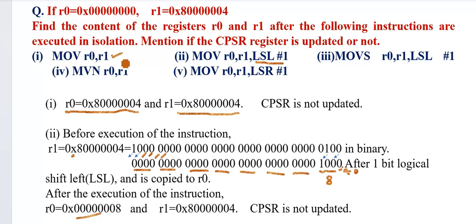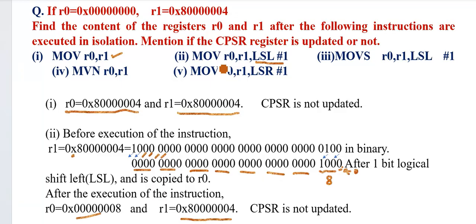This is the same as the previous instruction, but here we are not doing any pre-processing. Here in the pre-processing, the barrel shifter logically shifts left, then you move the content of R1 to R0. After the logical shift left, this one will go off and more zeros are appended here. So 0100 becomes 1000. That means if we shift logically left, the value will be doubled. See, this 4 becomes 8. So R0, the destination, is 0x00000008. R1 will have the original value because we are just copying the content of R1 to R0. And the current program status register is again not updated because there is no S here.